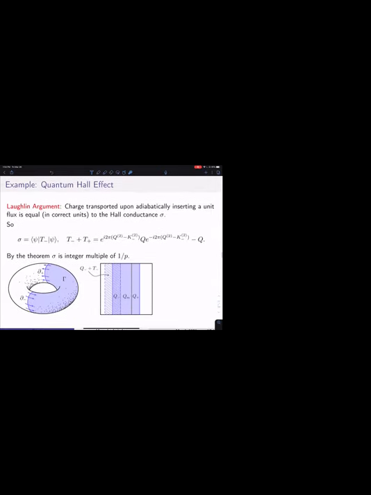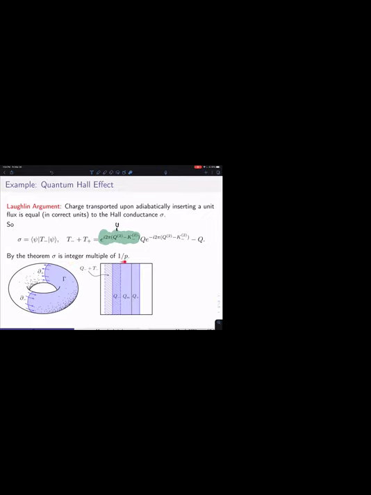And since we were discussing the quantum Hall effect, let me also give the quantum Hall effect. So again, you go through the Laughlin argument, and you take the unitary that adiabatically inserts one flux. As I already discussed before, this is exactly this U. So I switched one and two, but this is the unitary that inserts adiabatically one flux.